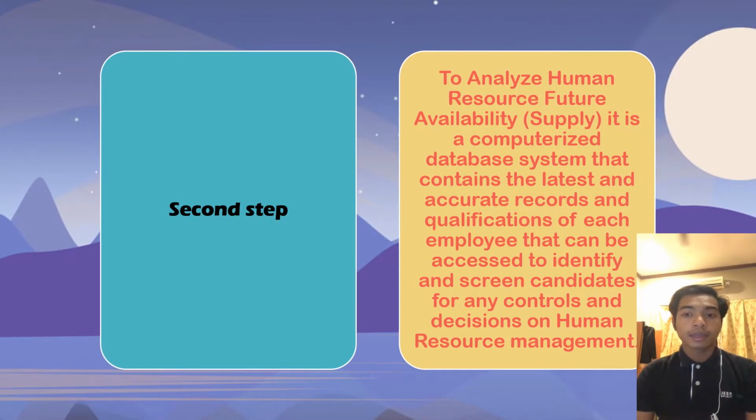The second step is to analyze human resource future availability. It is a computerized database system that contains the latest and accurate records and qualifications of each employee that can be accessed to identify and screen candidates for any control and decision on human resource management. Among the advantages of this system is storing and obtaining data in large quantities, consolidating and rearranging data to create new information.